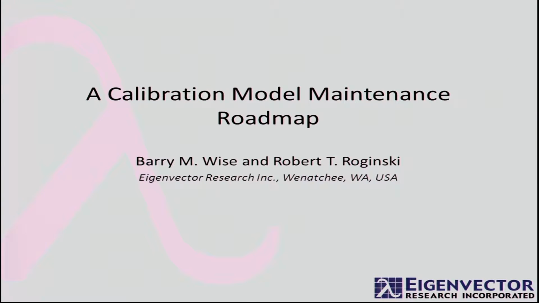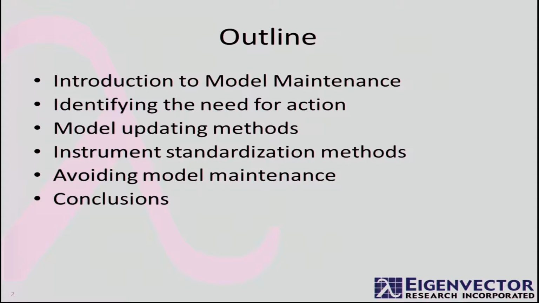So I would like to present something that I worked on with one of my Eigenvector colleagues for a while here, a calibration model maintenance roadmap. Well, the general outline here is we'll do a little introduction to model maintenance and start with identifying the need for action. I'll talk a little bit about model updating methods and then instrument standardization methods and avoiding model maintenance altogether right at the end.